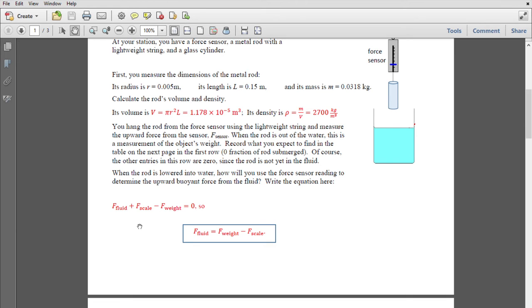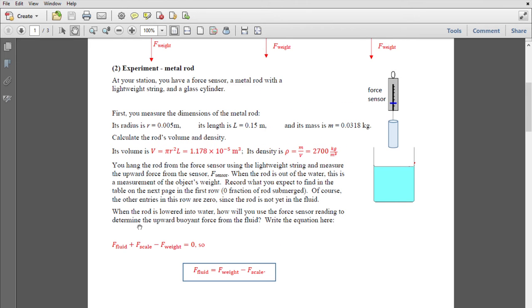Down here, when the rod is lowered into the water, how will you use the force sensor reading to determine the upward buoyant force from the fluid? So we're going to be determining what the buoyant force from the fluid is. It's hard to measure that directly, so we're going to measure it indirectly by hanging this rod from a force sensor, right? So if the rod's not submerged, as I have it shown here, the force sensor should just read the weight of the object because those two forces balance each other out, right? The string tension going up, which is what the force sensor reads, equals the weight of it going down because this thing is not accelerating.